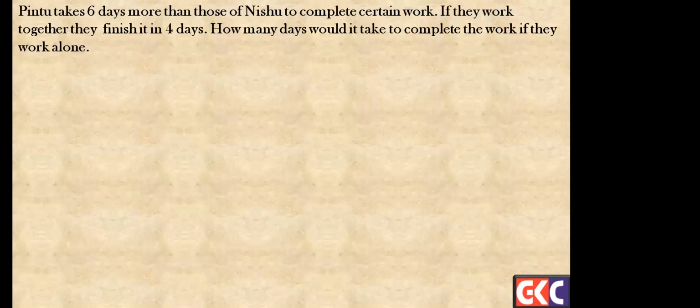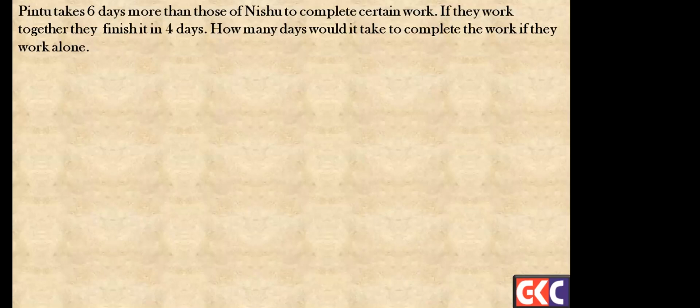They say Pintu takes 6 days more than Nishu to complete the work. Now, while solving this sum, what do you think? What should I do first? Does something seem different in this sum?